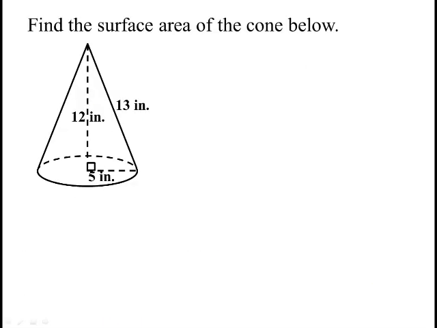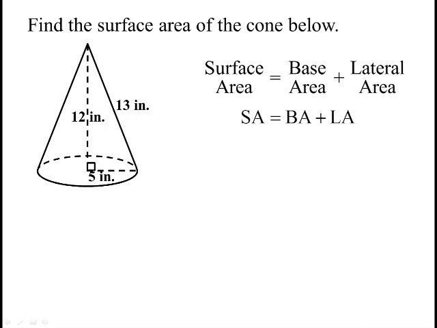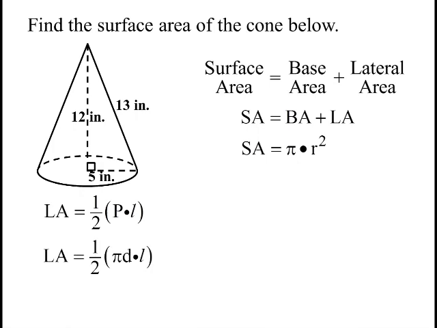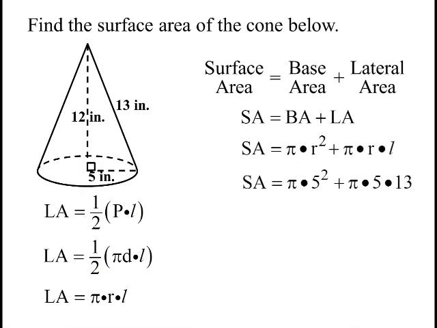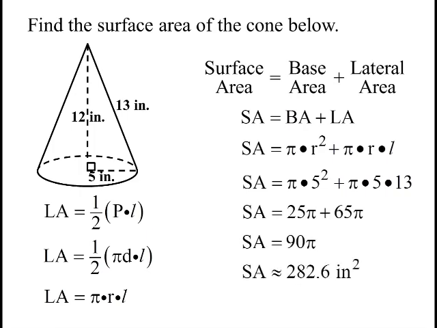So cones, believe it or not, use the same general formula, base area plus lateral area. And the lateral area is going to be given by that same 1/2 PL. Of course, with a circular base, we don't call it perimeter, we call it circumference, and circumference is pi d. If I were to simplify this a little bit, we know that half the diameter is the radius, so I can substitute r in for 1/2 d and say that the lateral area is going to be pi rl. And now we do some simple substitution, and we have our surface area.